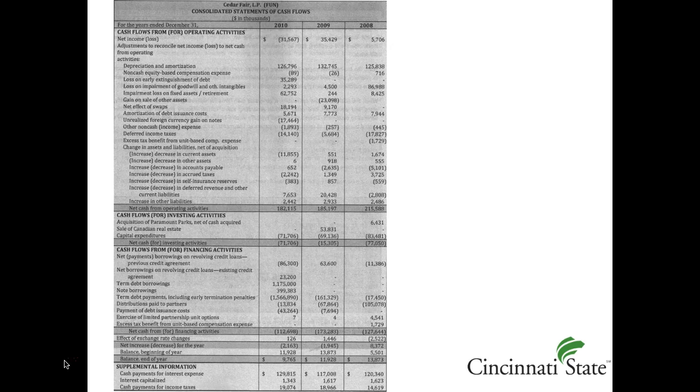Let's look at Cedar Fair Limited Partnership Consolidated Statement of Cash Flows. The statement shows activity for a period of time and how and what changed cash. The amounts are expressed in thousands. You can see three sections: cash flows from operating activities, cash flows from investing activities, and cash flows from financing activities. The first section is always the operating activities.